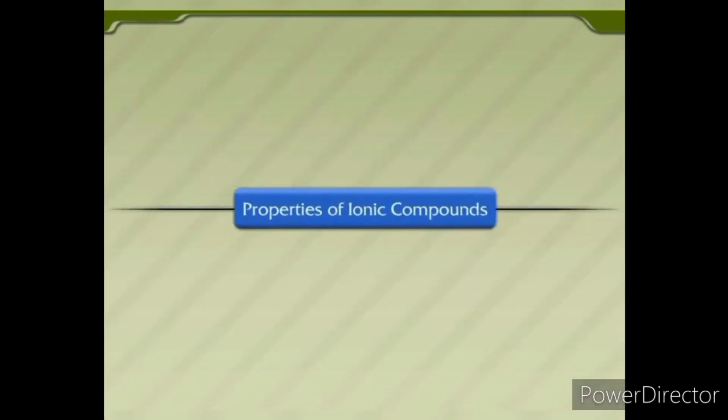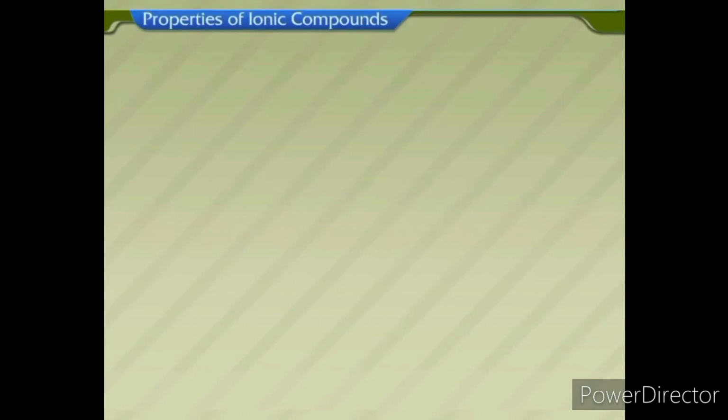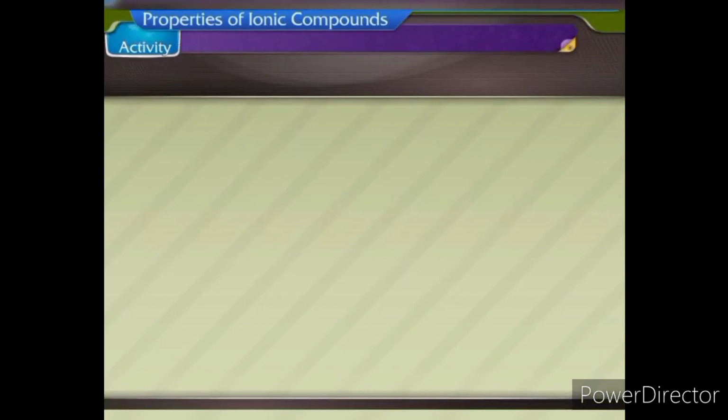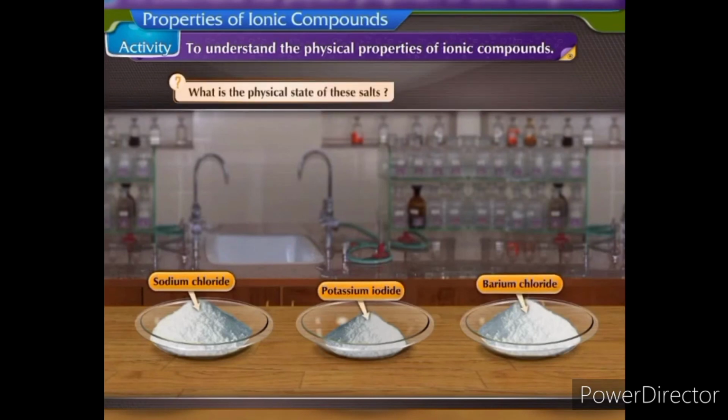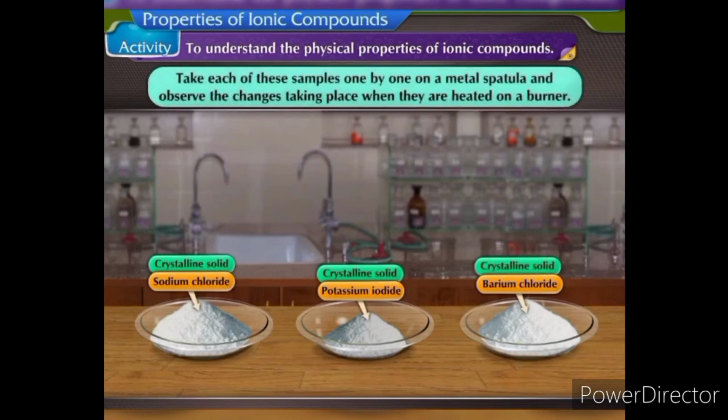Properties of ionic compounds. Take samples of sodium chloride, potassium iodide and barium chloride. What is the physical state of these salts? They are all crystalline solids. Now let us take each of these samples one by one on a metal spatula and observe the changes taking place when they are heated on a burner.